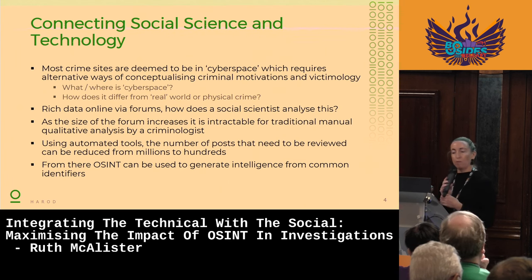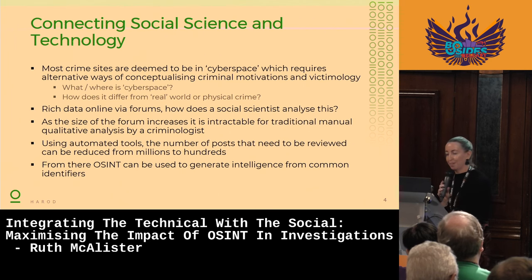Why is that important now for my job? Because from this research, I gather intelligence from a lot of common identifiers, closed source information and open source information, and I pass that straight to law enforcement to help them go after the bad guys and girls.